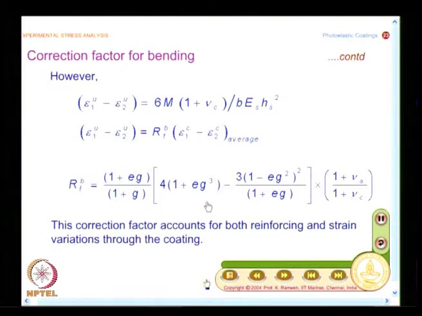And what does this correction factor do? In the development we have seen there is a strain variation over the thickness of the coating. So, whatever the correction factor that I have got accounts for both the strain variation in the coating as well as the reinforcement effect.